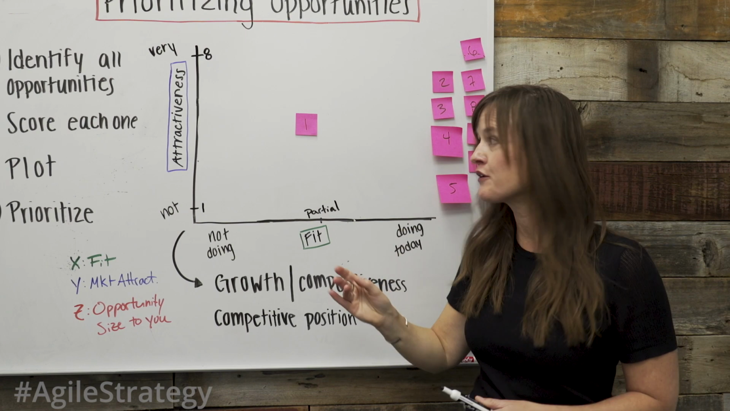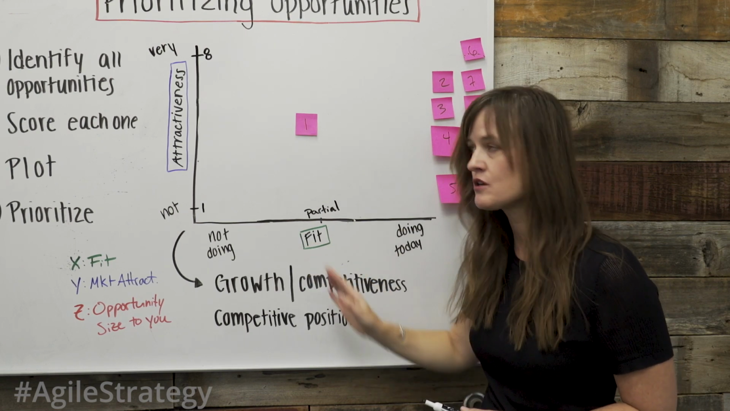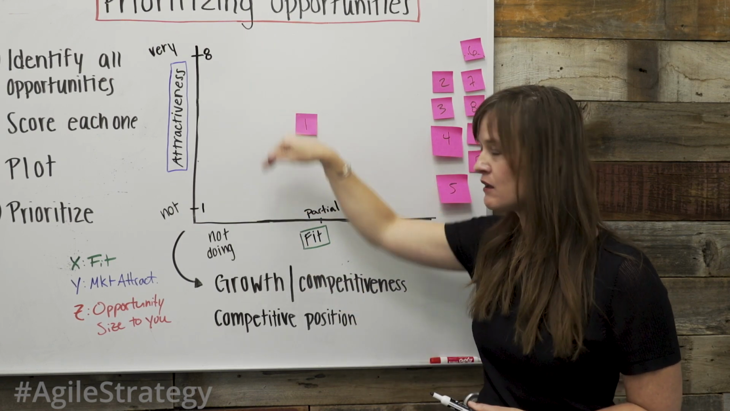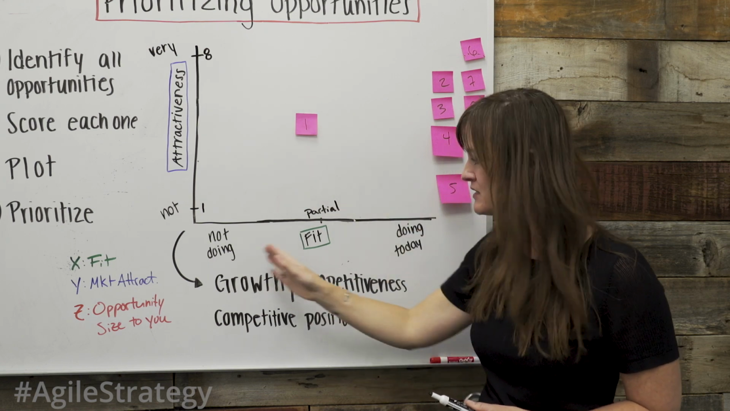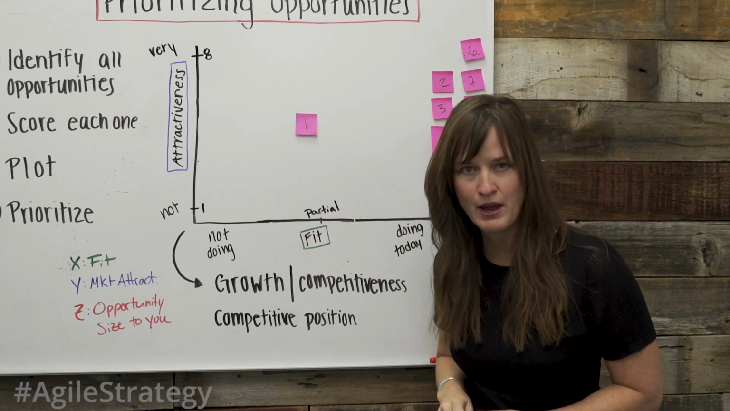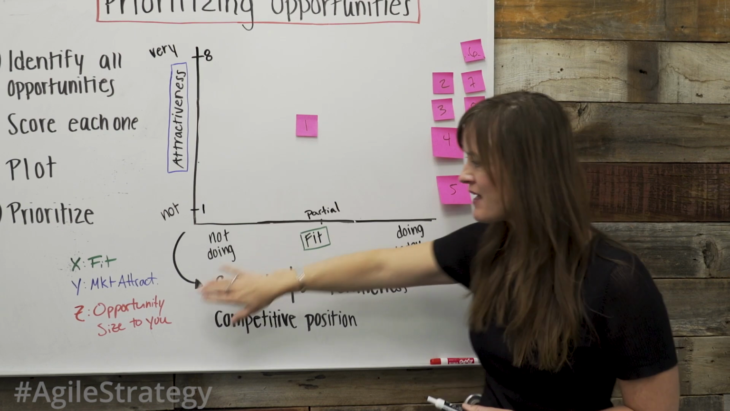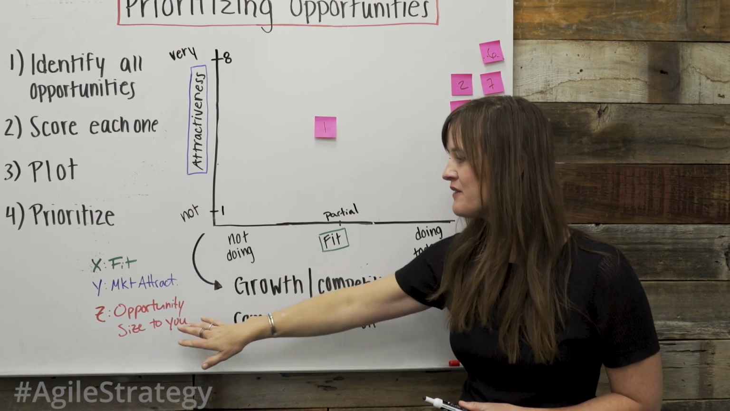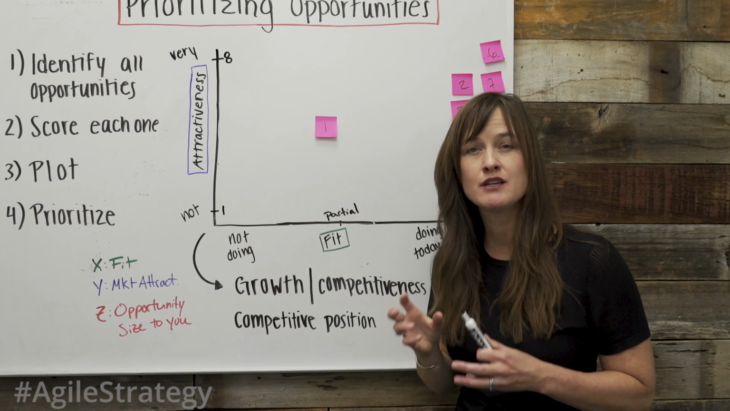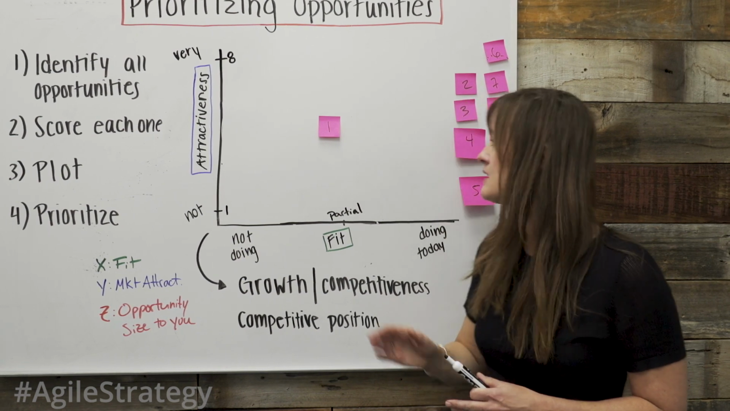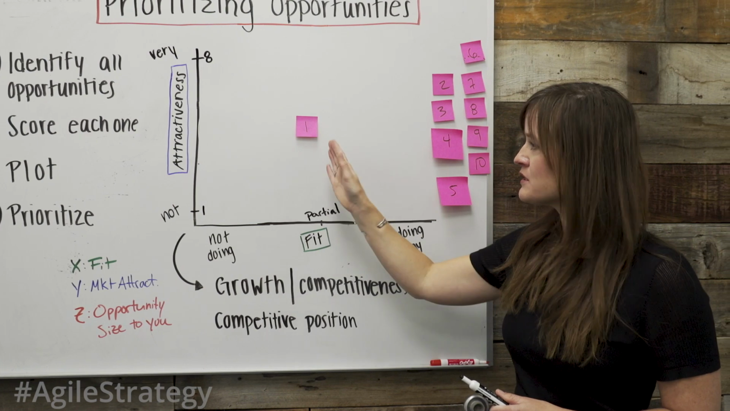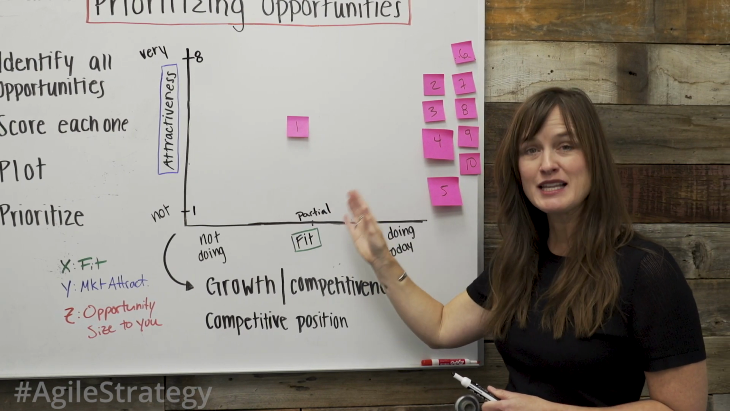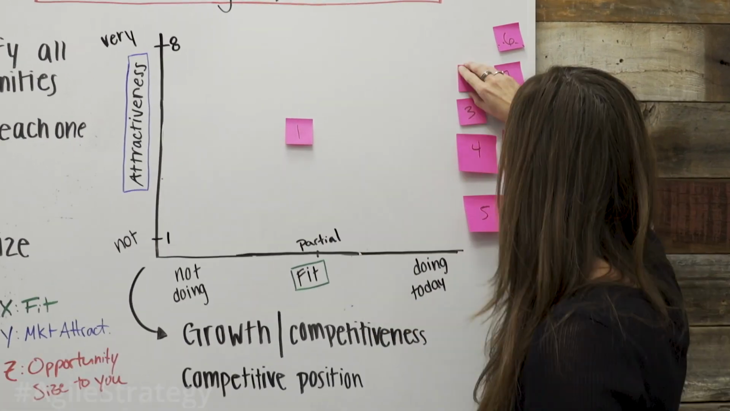When you're doing this together, you would actually give this a score. So, in this case, it happens to be a scale of 1 to 8, but you would make that up based on the number of attributes that you have. And then Z would be the size of the sticky note or the size of the circle, like we said, the opportunity size to you, the addressable market size. So you can kind of see where this is plotted here, nice in the middle. Let's plot all the rest of them.